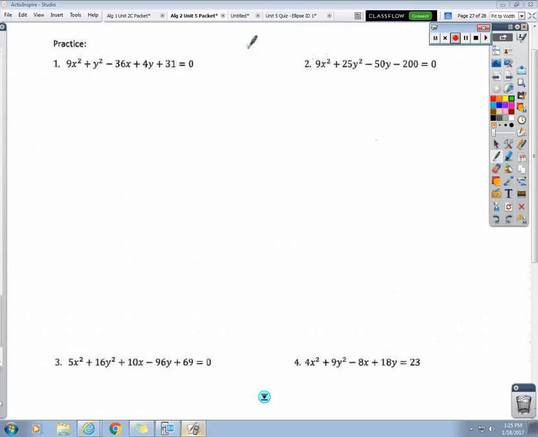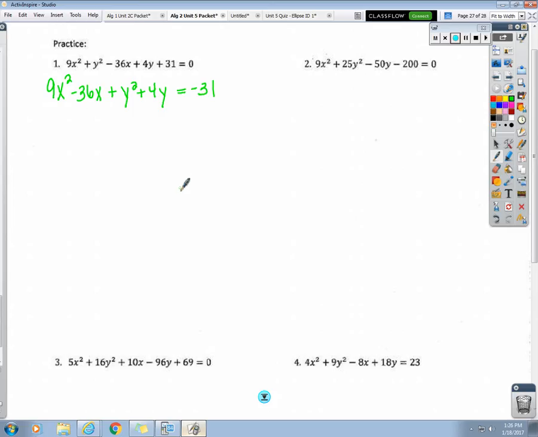Here we go. Number 1. The first thing I'm supposed to do is what? Move the constant. Move the constant and group. We'll do all of that in the same steps. So 9x squared minus 36x go together. And then the y squared plus the 4y go together. And then that 31 moves over. And since it was positive, to move it over, you had to subtract it, so it became negative.